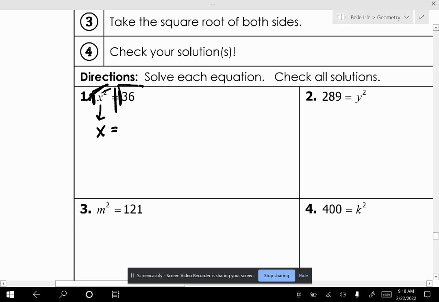Now what is the square root of 36? 6. Okay, now this is where the two answers come in. Positive 6 is a correct answer. What is also a correct answer? Negative 6. This sign right here is called a plus minus. It means that your answer is the positive version of that number and the negative version of that number. Good.